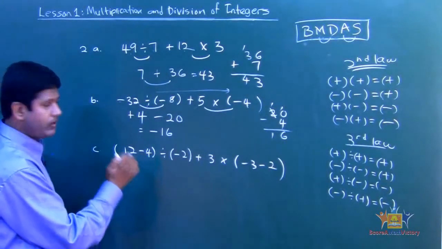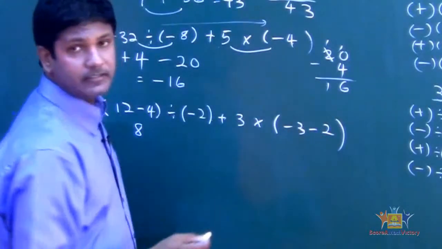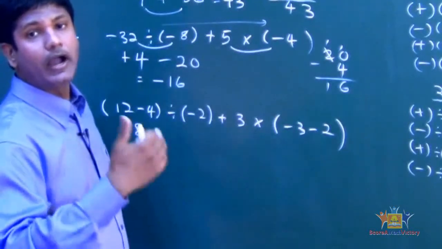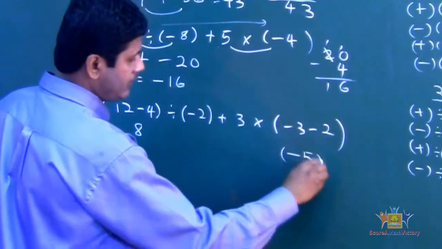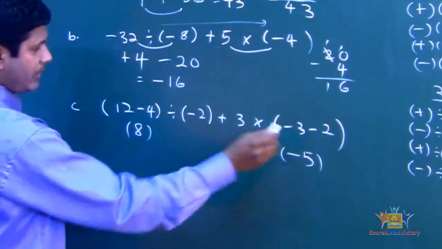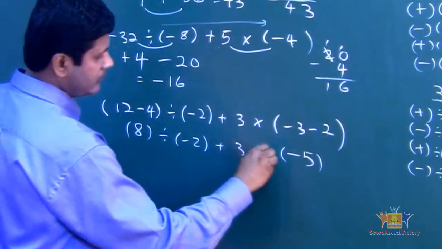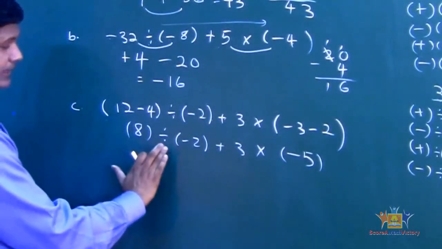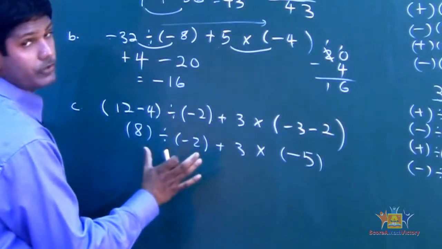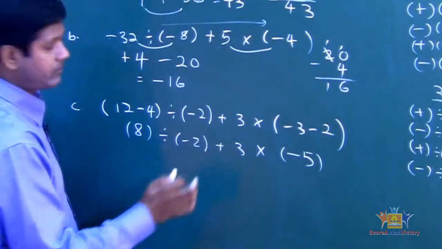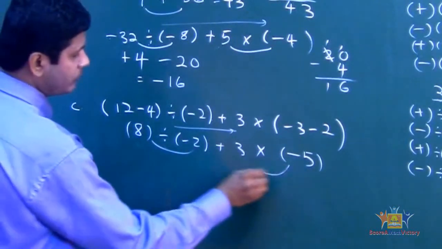12 minus 4 is 8. Alright? Negative 3 minus 2, I owe more. That means 3 plus 2 is 5. See that? Okay. Now let's put everything back. Now you got division, addition and multiplication. Which one do we do first? Division and multiplication. We're going to do left to right. So we're going to do this one first and then this one.